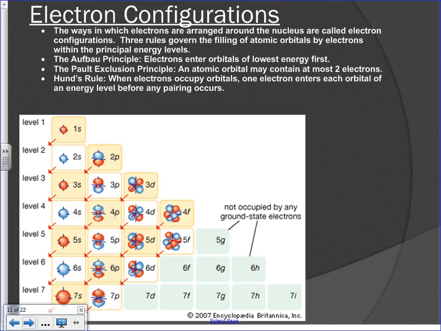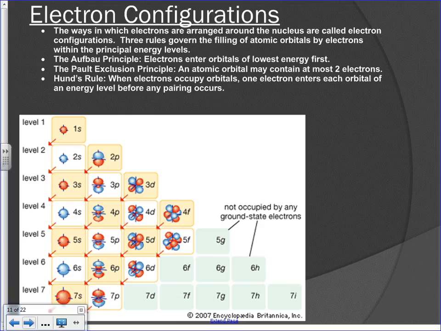The Pauli exclusion principle: an atomic orbital may contain, at most, 2 electrons. Because if you try to put more in any particular orbital, they'll repel each other too much, and then the structure will become unstable.